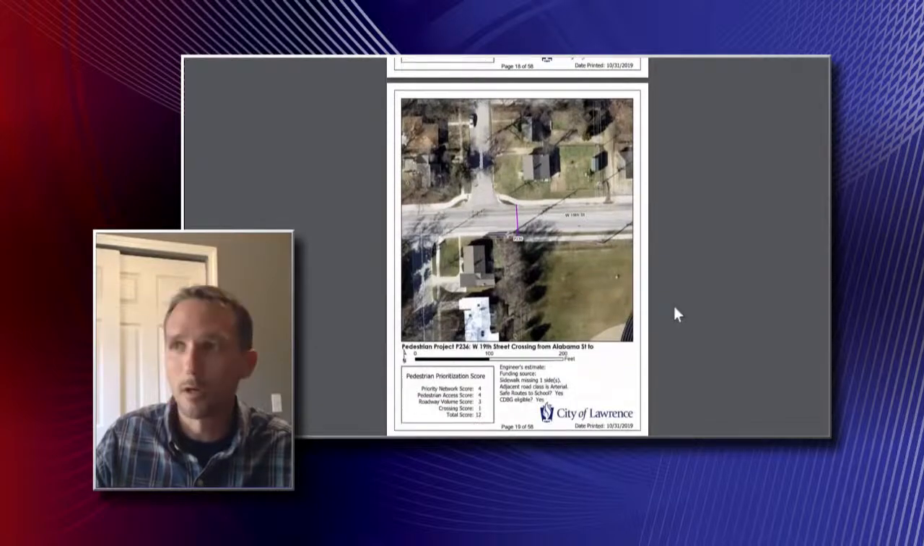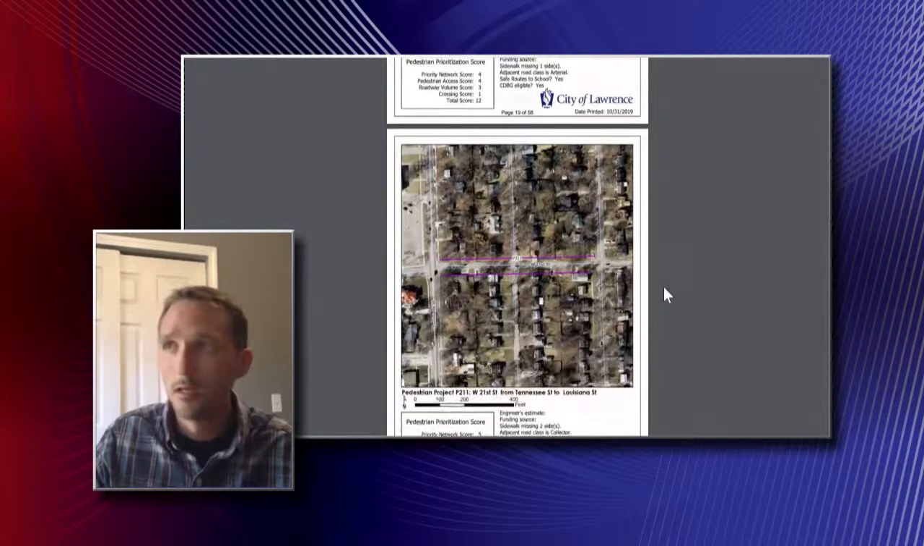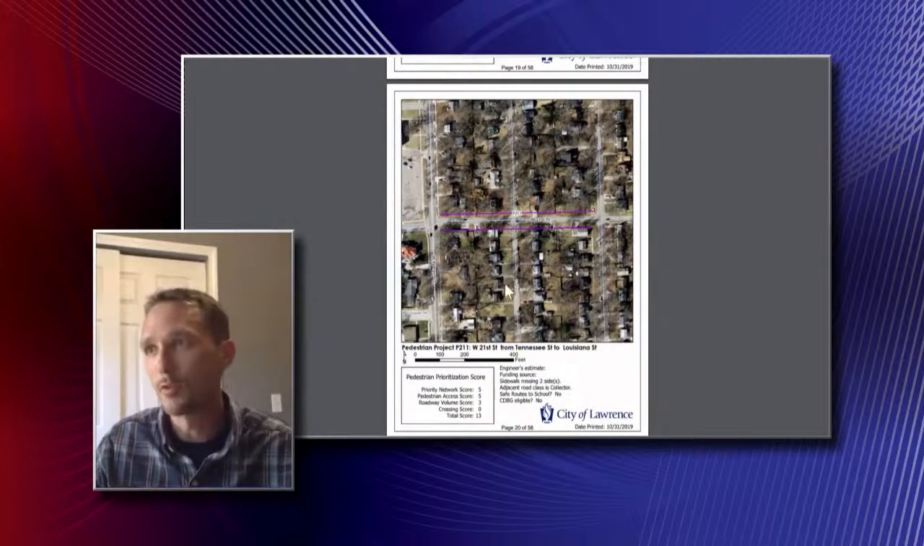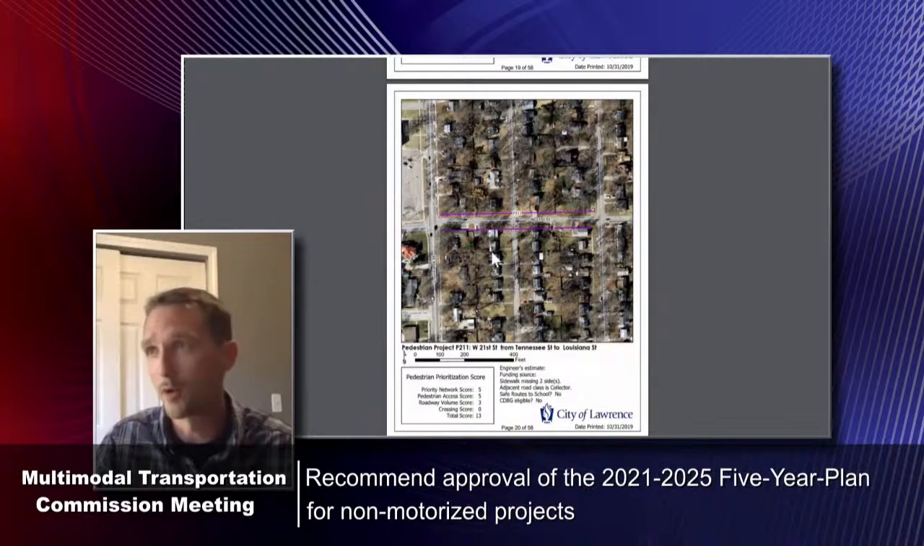And here's our 19th Street crossing at Alabama. And so that concluded the Safe Routes to School Phase 2 project. So this is where we move into our West 21st Street project from Tennessee Street to Louisiana. This is something we had hoped originally to construct this year, but needed to bump to fund the design of some of our grant projects.